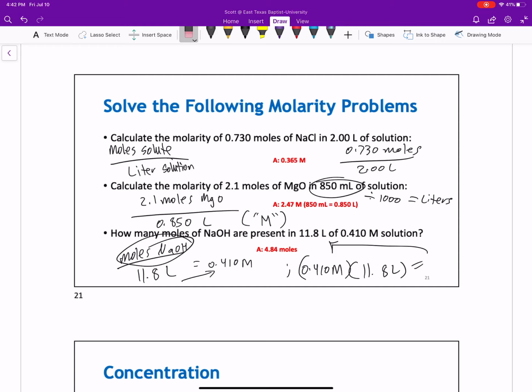Okay, and you can actually back check your work. Does 4.84 moles over 11.8 liters equal 0.410? It should, so go ahead and double check that.